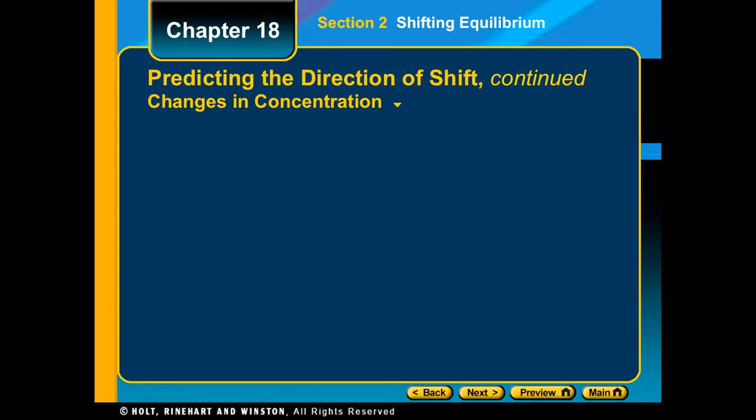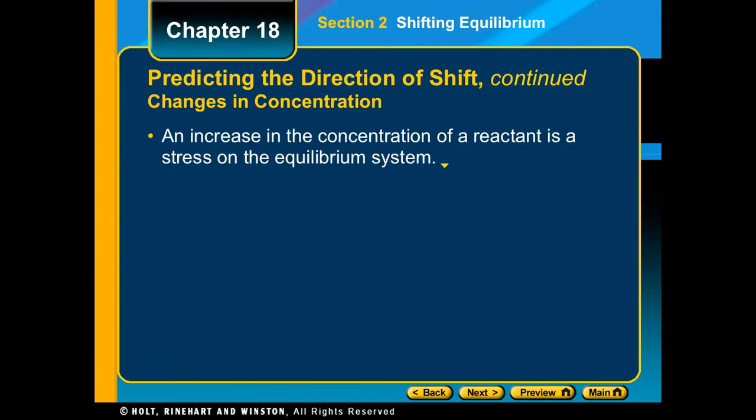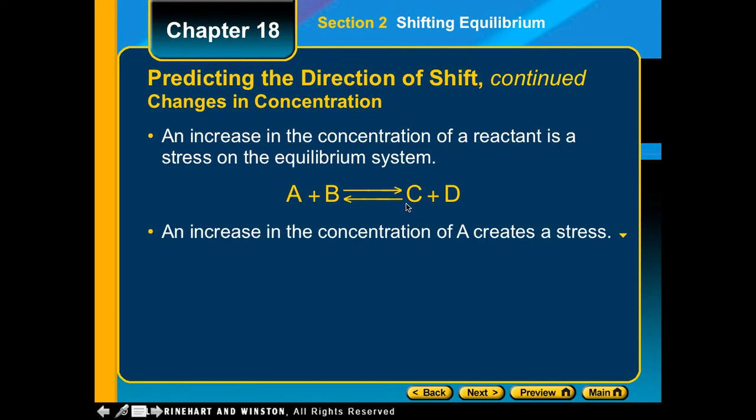Now let's move to the changes in the concentration. An increase in the concentration of a reactant is a stress on the equilibrium system. A plus B resulting in C plus D. An increase in the concentration of A creates a stress according to Le Chatelier's principle. How to relieve this stress? By shifting the reaction in the following direction to decrease the stress.